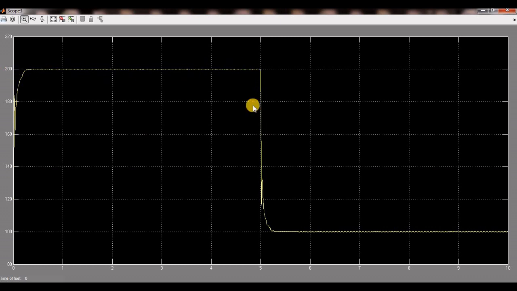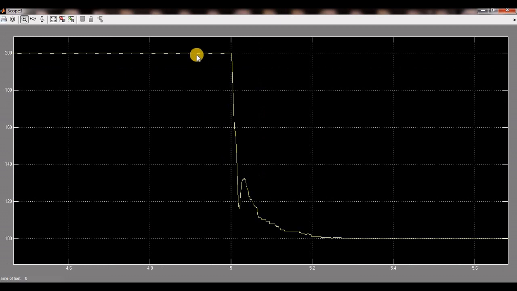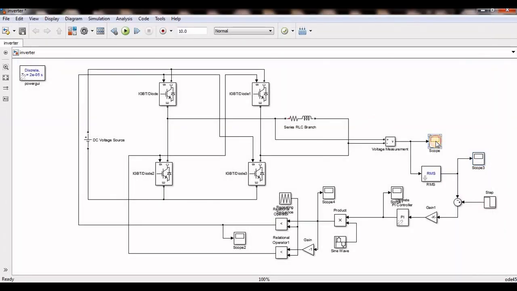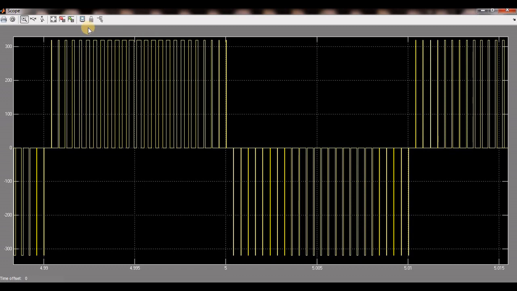See, initially it is 200, after that it is coming to 100 volts. So at 50 second, my voltage is reducing from 200 to 100. So see now, this pulse width is more compared to this pulse width. This is the 90 degrees and this is the 90 degrees.